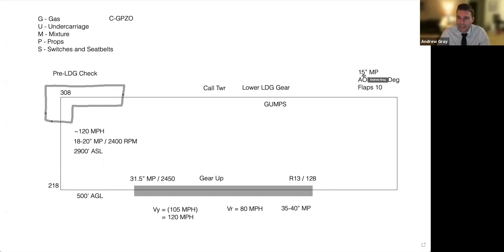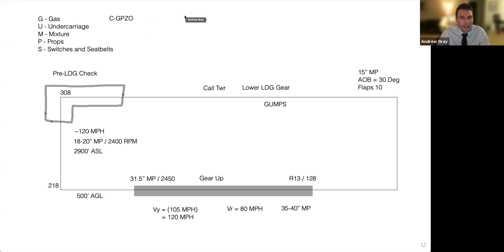Not to say it has to be done like that. You could do bank first. And here's the thing. The reason why I say power first is because you want to start slowing the plane down. You want to start initiating that descent. 30 degrees because you want to keep a nice, sharp, crisp turn for this base leg. And then 10 degrees of flap to keep the aircraft slowing down.